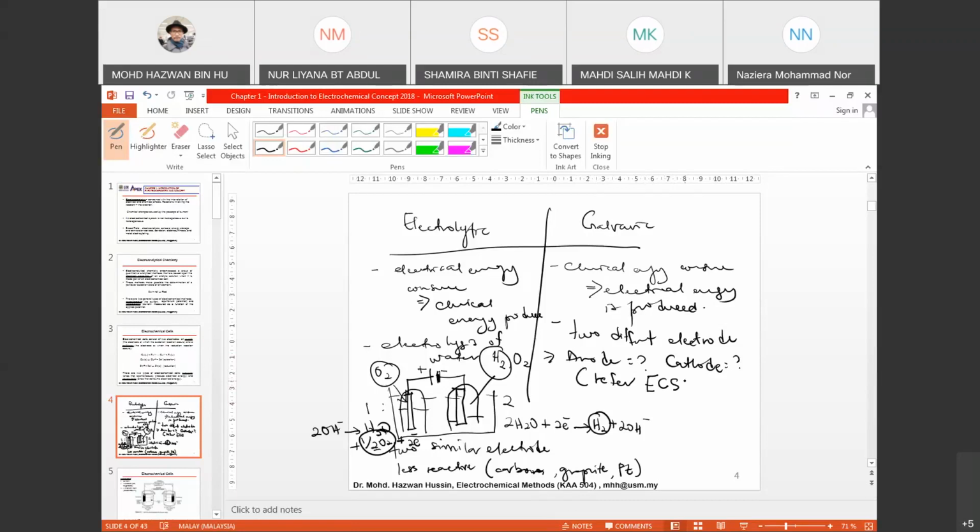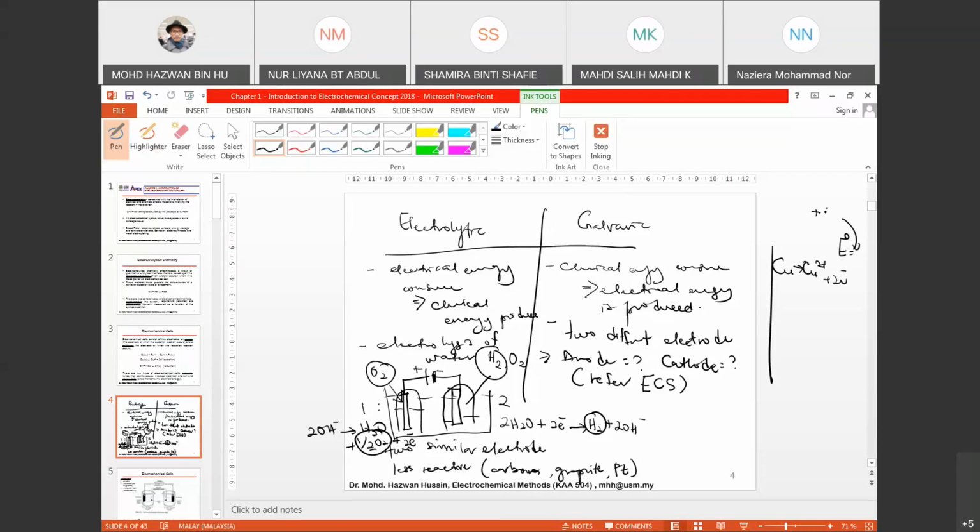Anyone knows what is ECS? ECS actually stands for Electrochemical Series. Okay, so it will be like a table that lists the potential values. For example, you have copper to copper 2 plus plus 2 electrons. The standard potential E naught is maybe positive 0.2. And then you have hydrogen.